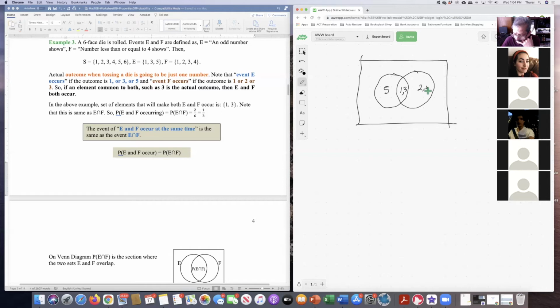So you can see that the only element that will make E occur, but not F, is 5, right? As we recognized. And that's what we have here, 5. In other words, this section, the part of E that's not shared with F, represents E occurring, but not F.